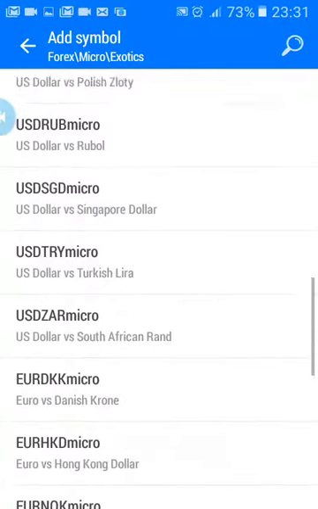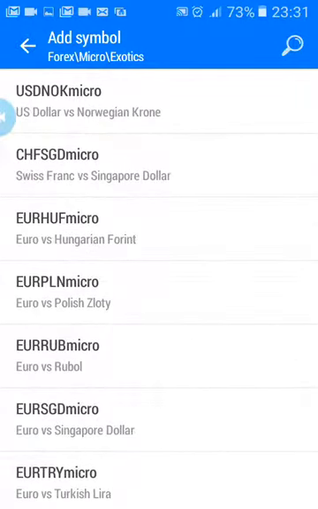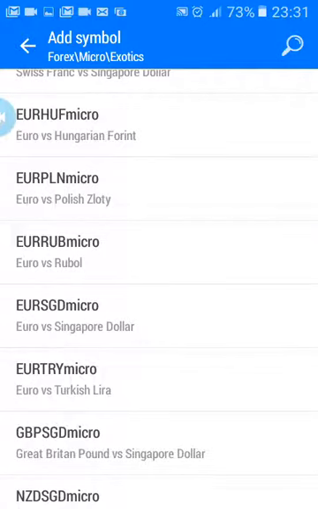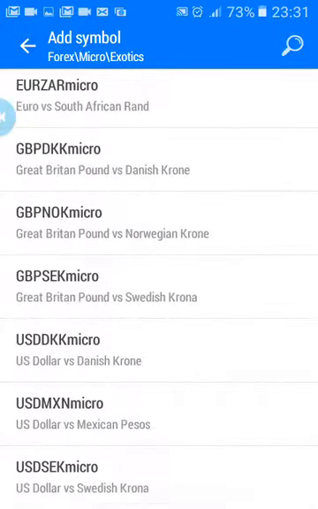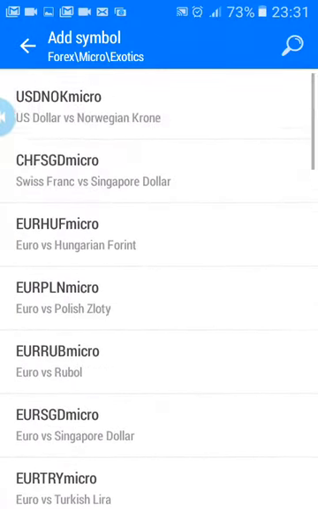So the first exotic currency is the US dollar against the Norwegian krone, and the other one is the Swiss franc and Singapore dollar. Euro versus the Hungarian forint, and the Polish zloty against the euro, and the ruble and the Singapore dollar, the Turkish lira. These are exotic currencies because they are not traded as much in the market.